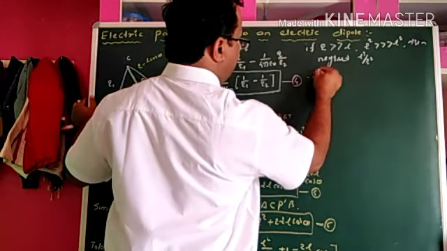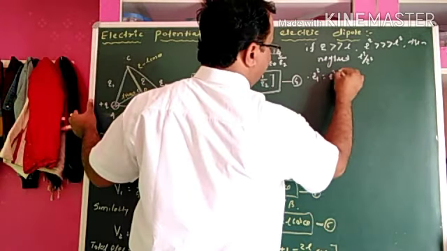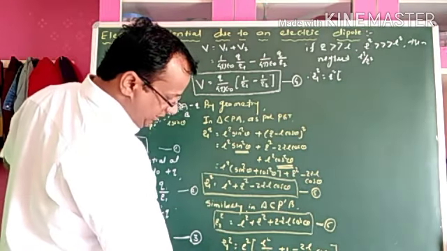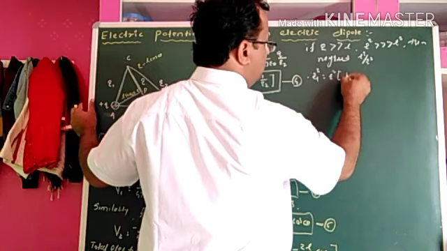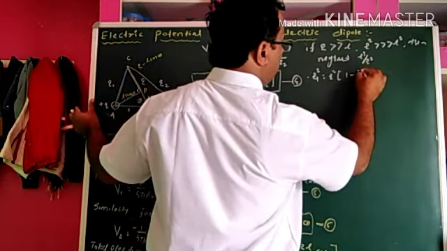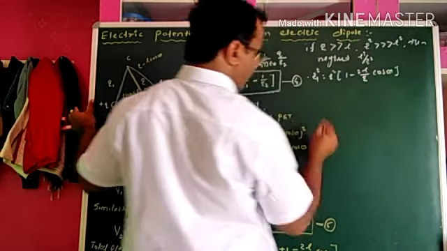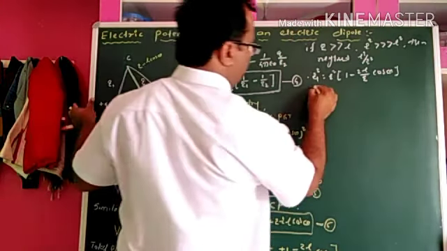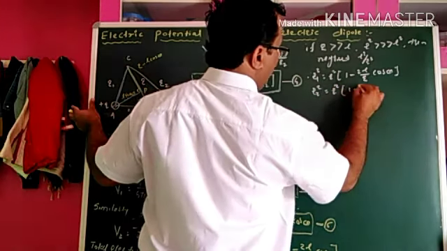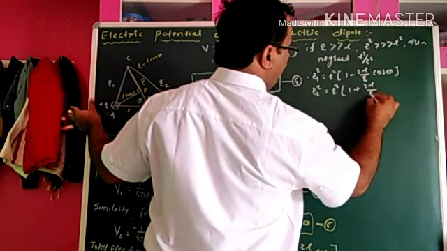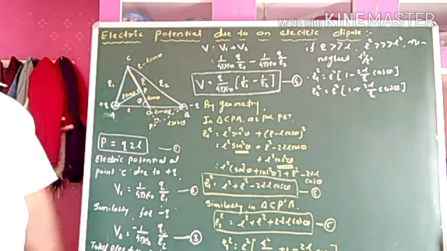Therefore r1 square is equal to r square inside the bracket, here we are neglecting these terms from both the equations, so simply 1 minus 2L upon r into cos theta. Similarly for the second one, r2 square is equal to r square, 1 plus 2L upon r into cos theta. We get these two equations.